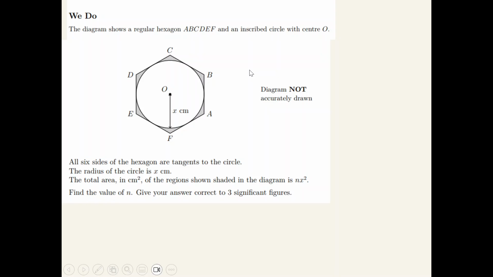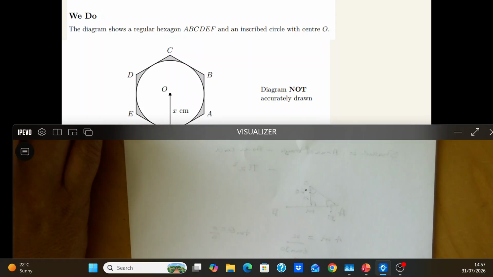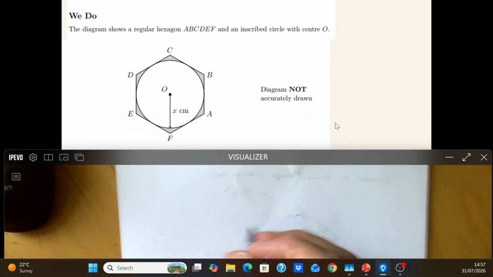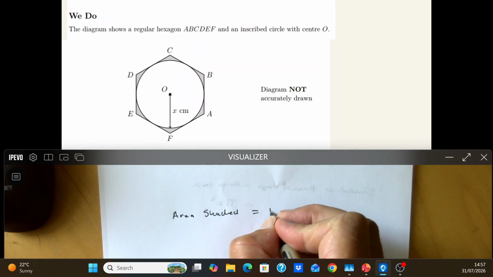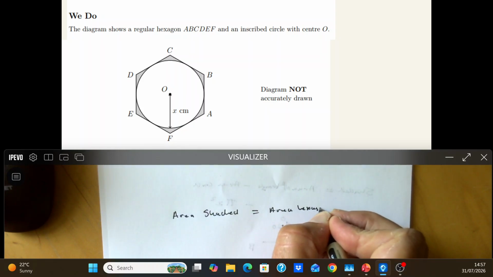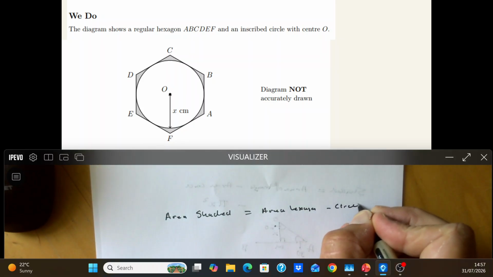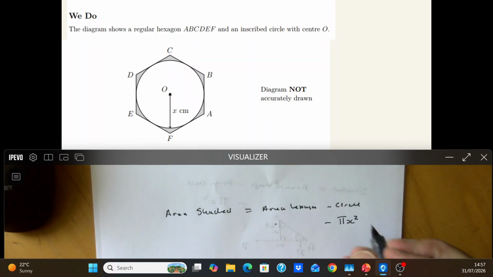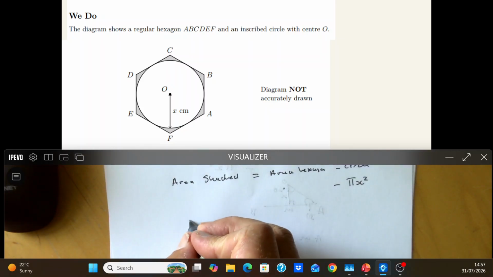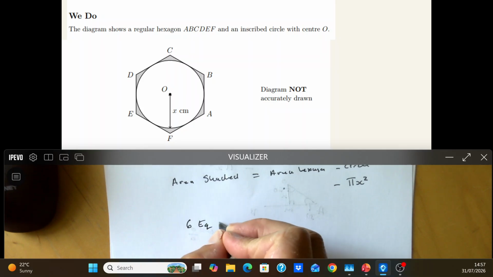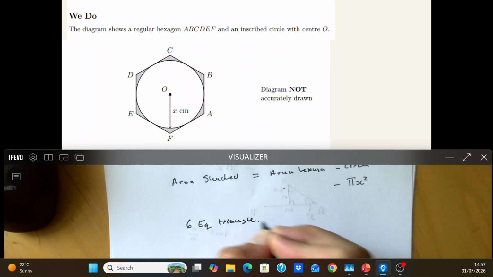Right, have a go, have a think. Right, so you had a bit of thinking. You should have written down area shaded equals area hexagon take circle. Circle is pi x squared, which is the easy mark. Now a hexagon is actually 6 equilateral triangles. So I'm going to work out the area of one of them.